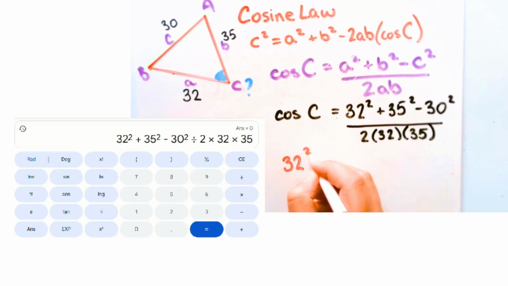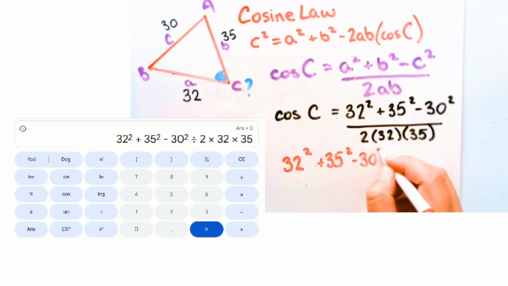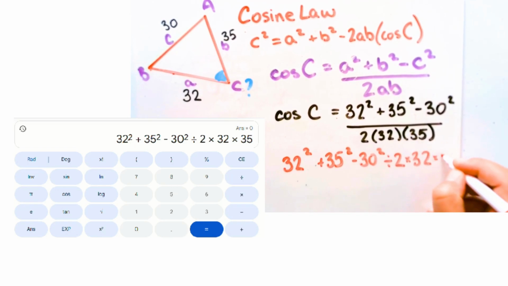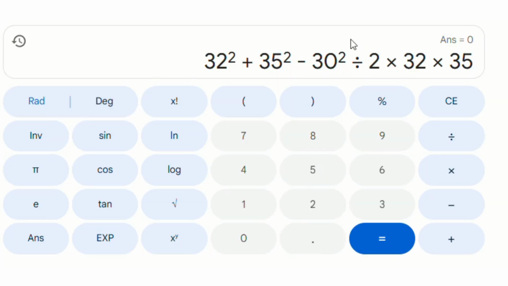Now, if I were to write it out on paper, you would see why it's total nonsense. I have 32 squared plus 35 squared minus 30 squared, looking good so far. And now I divide that last number by 2, multiply by 32 and 35. Do you see that that is totally different? You want the last three numbers to be in the denominator. And of course, once it's in the calculator, it gives us total garbage.